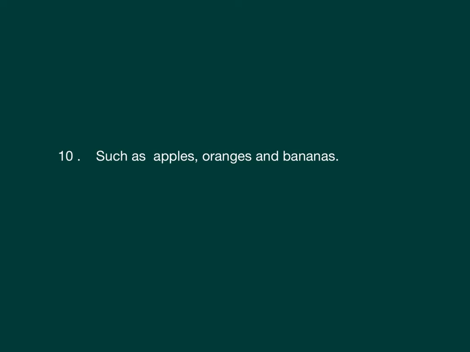Question number 10. Such as apples, oranges, and bananas. Let's pause a moment so that you can do this. Answers on the next page. A better way of saying this completely, in a complete sentence, is, I like fruits such as apples, oranges, and bananas. By simply using such as, it's more like an example list.